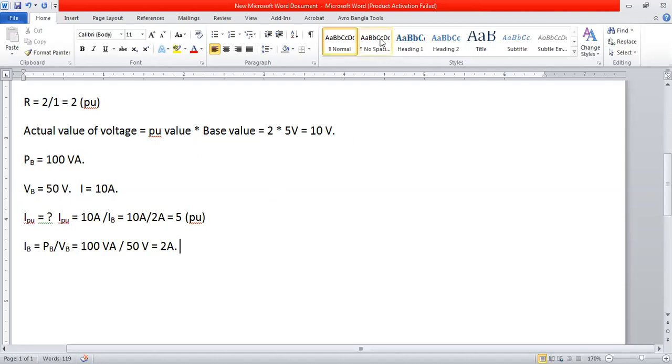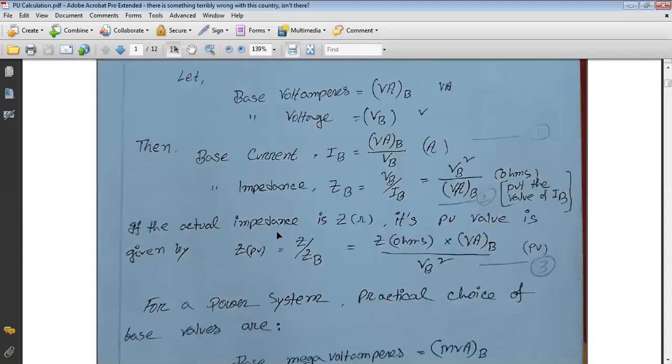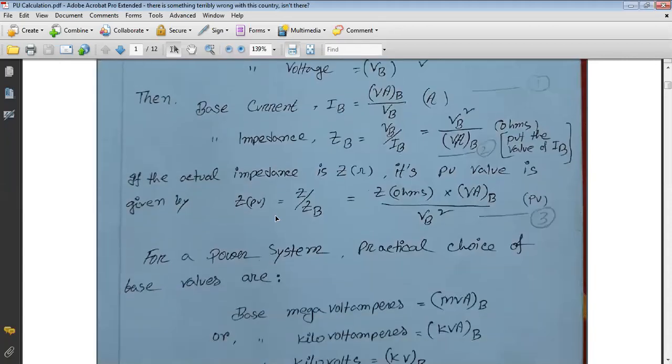So now again, if we go to our slide, the impedance follows the same equation, that is, the real value of impedance in ohm divided by the base value of impedance. The equation of the base value is the voltage base square divided by volt ampere base.